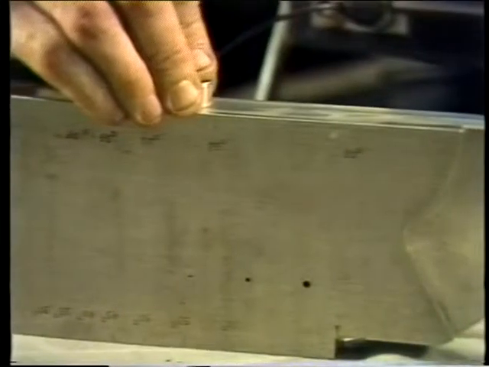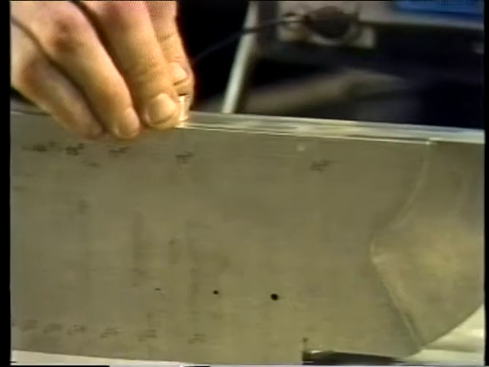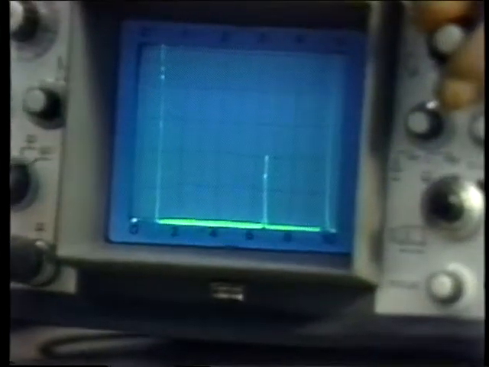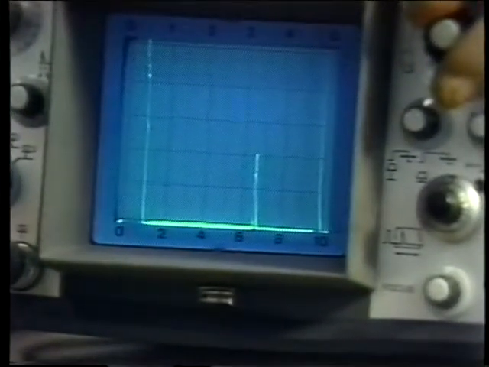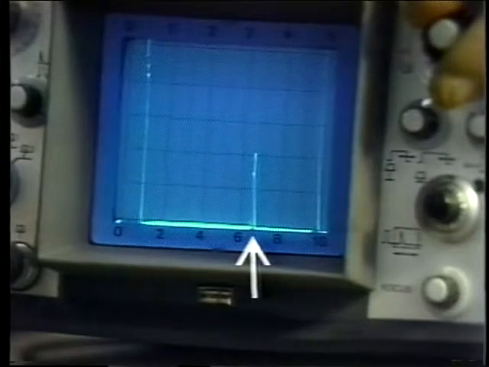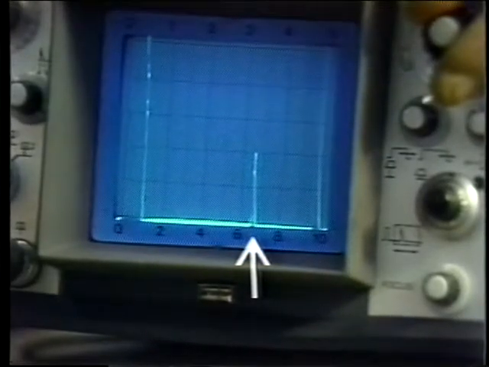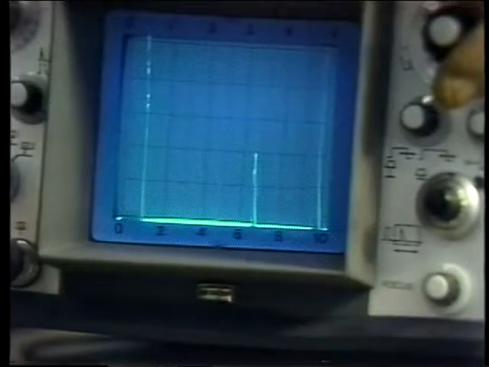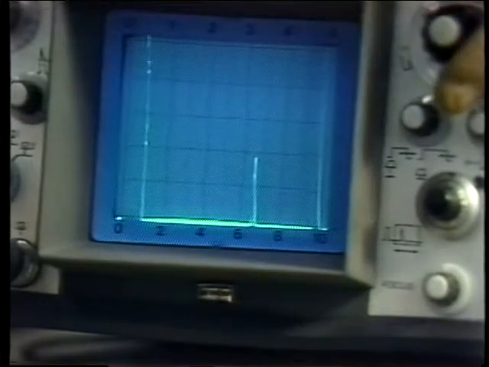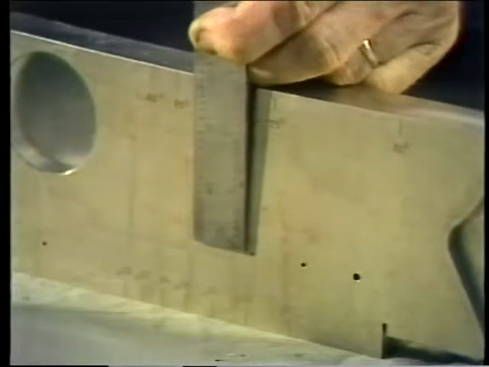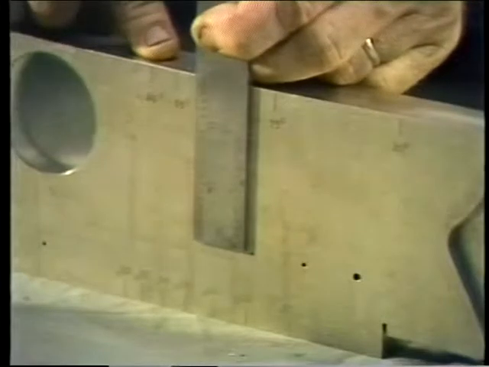When the transducer is moved so that it's directly over this hole, you can see that the initial pulse and the back reflection are still there. But there's another blip that shows up in between. This blip shows the location of the defect. On a scale of 10, it shows up at 6 3/4. Sure enough, the hole in the test piece is 6 3/4 centimeters from the top.